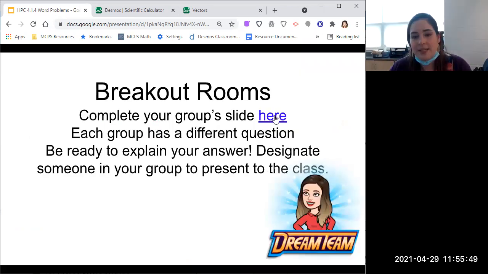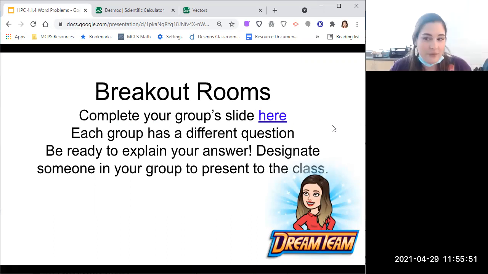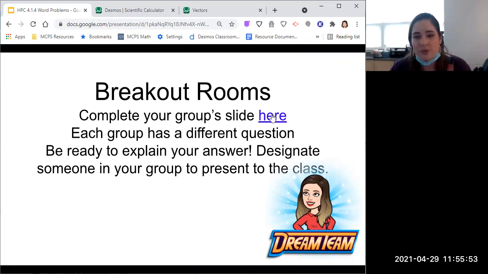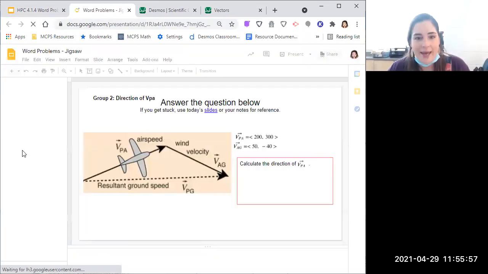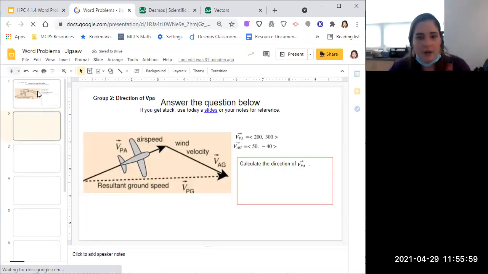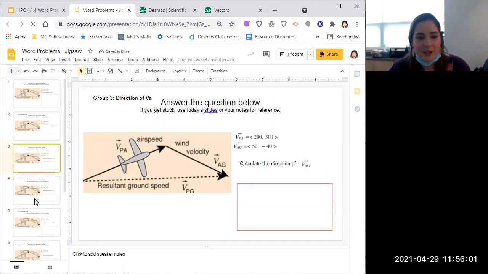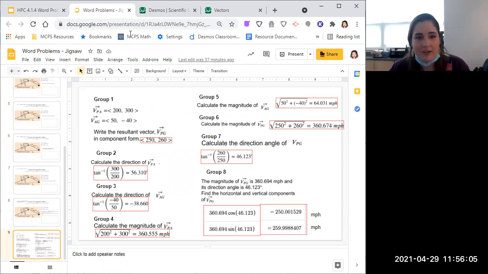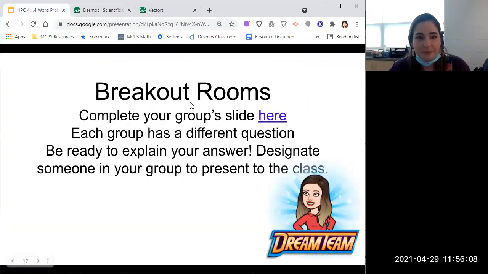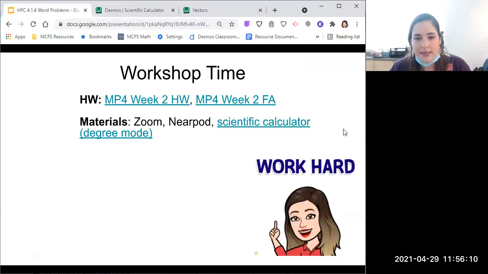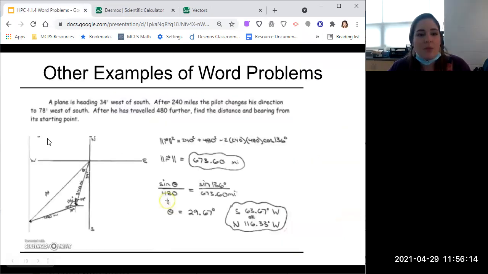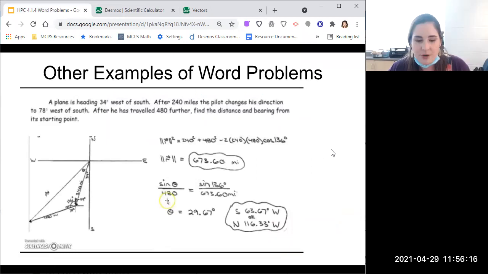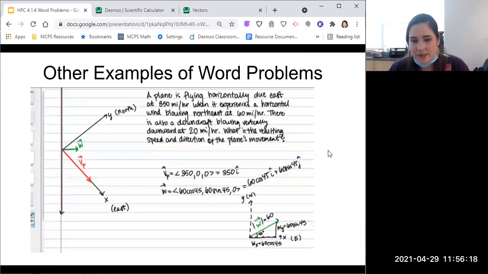This is something you could try if you want, but this is something we did in class, a breakout room jigsaw. Basically every single group has a different question, and you can check the answers on the last slide if you want. These are the assignments that are due. These are some other examples of word problems for your reference, if you want a few more examples.